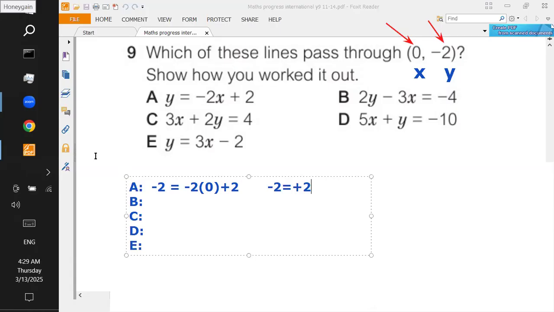Now, is that possible? As you can see here, this gives you this. Is that possible? Because negative 2, and here we have 0, plus 2 means plus 2. Is negative 2 equal to plus 2?